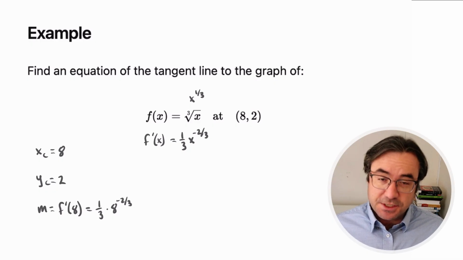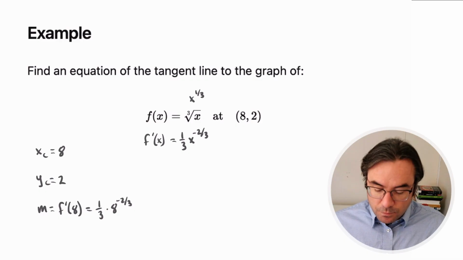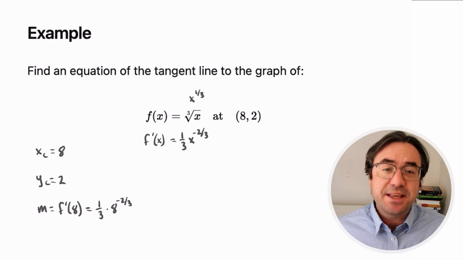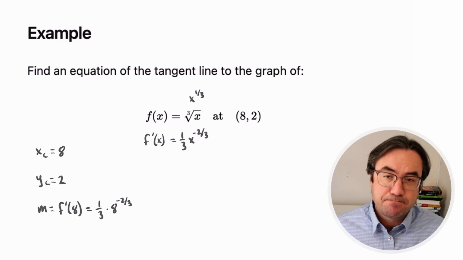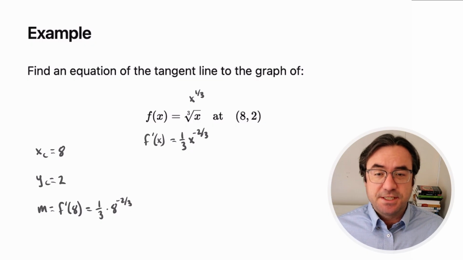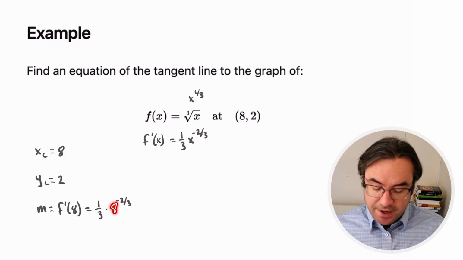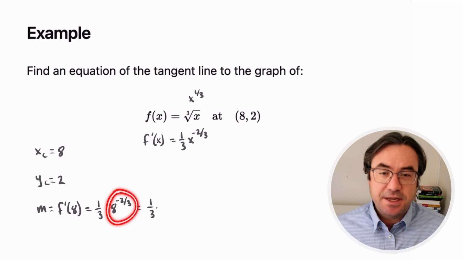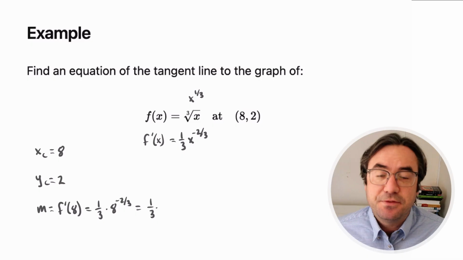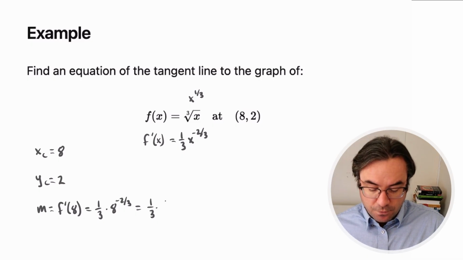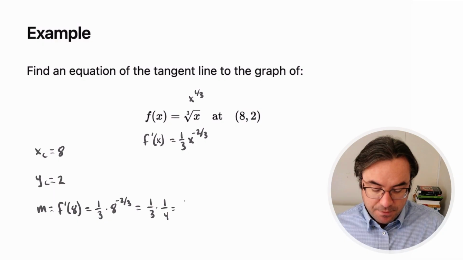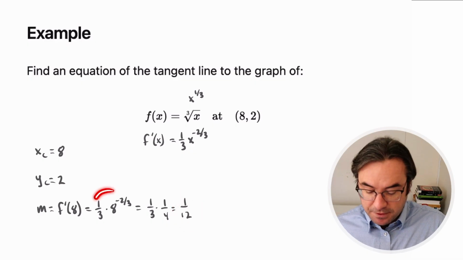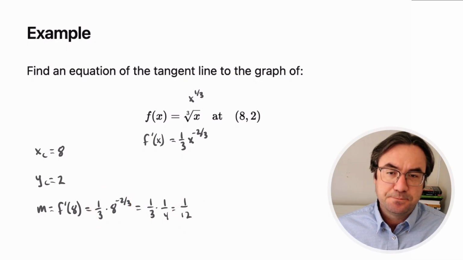We can leave it just like this. But if we wanted to, this actually does simplify. The cube root of 8 is 2, and this 8 raised to the -2 over 3 simplifies to 1 over 4. And if we multiply, we get 1 over 12. So if you wanted to, you could simplify it. Perfectly fine, though, to just leave it like that.